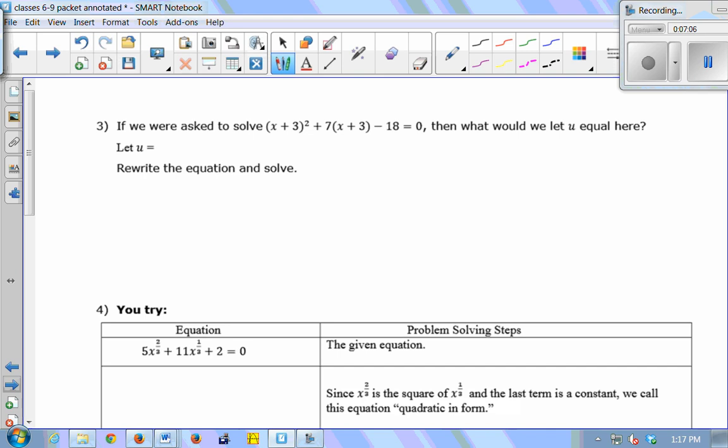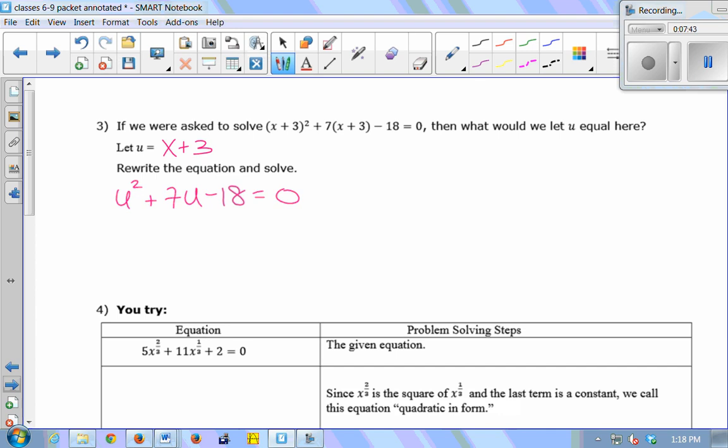All right, so if I wanted to solve x plus 3 squared plus 7 times x plus 3 minus 18 equals 0, what would I let u equal? What's my stuff? X plus 3. If I let u equal x plus 3, my new equation, instead of x plus 3 squared, is going to be u squared. Instead of 7 times x plus 3, it's 7 times u, minus 18 equals 0. And now it's just a quadratic, right? Not too hard to solve.